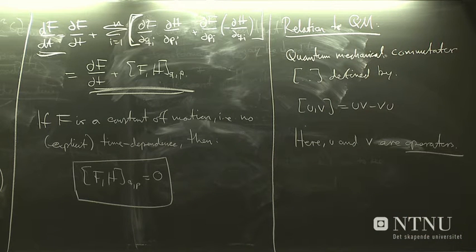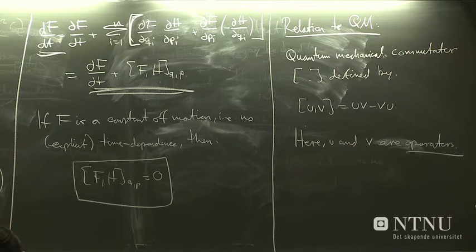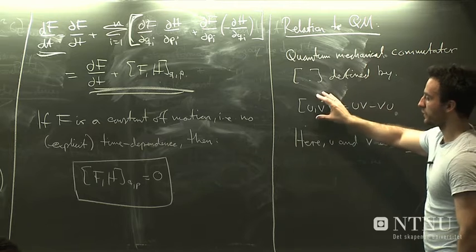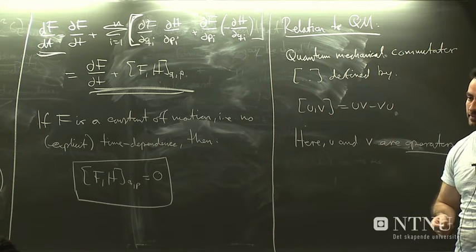So in quantum mechanics, we have this quantity known as a commutator defined as follows. Now the key to notice here is that u and v are no longer functions, but they are operators. So this is not a scalar. It's actually a new operator. And this means that to evaluate the commutator, you have to let it act on something, act on a wave function, for instance.